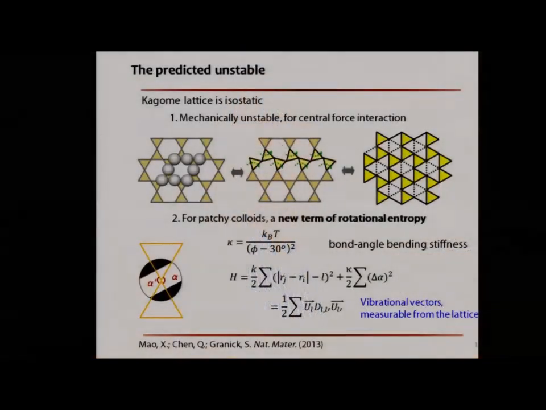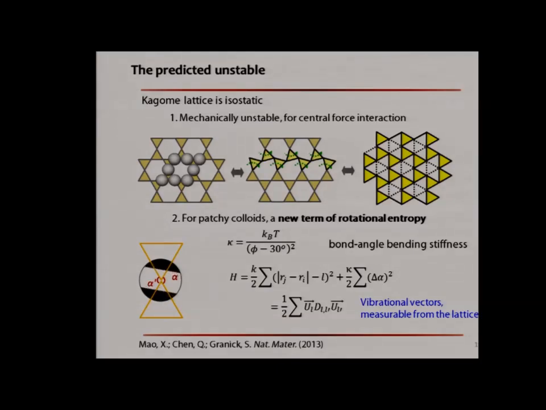What's the new thing we can contribute to this rather classical lattice dynamic theory? It took us a lot of phone calls and emails to realize eventually our patchy colloidal particles can contribute a new term of rotational entropy to the effective Hamiltonian of the lattice. So like showing here on the left corner, for our patchy particles at the lattice side, now they can only rotate to a certain degree without breaking any bonds. And this change in the rotational freedom can really lift up the energy barrier against the lattice deformation.